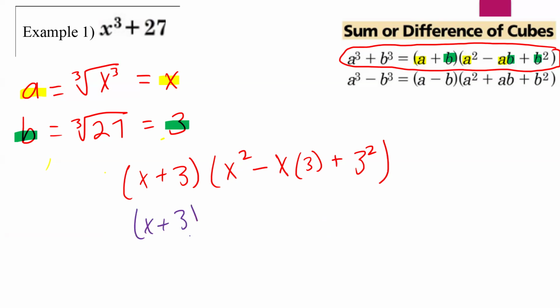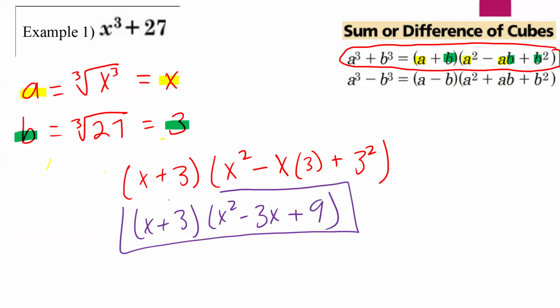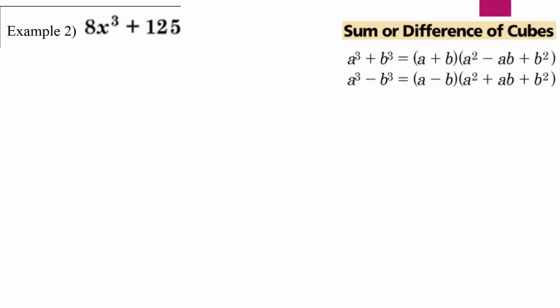Okay, so we have x plus 3. Now we're going to clean this up. What's x times 3? 3x. What is 3 squared? 9. So our answer is x plus 3 times x squared minus 3x plus 9. So first you find your A, find your B, plug in. Find your A, find your B, plug in. Yeah? All right. Let's try another one.